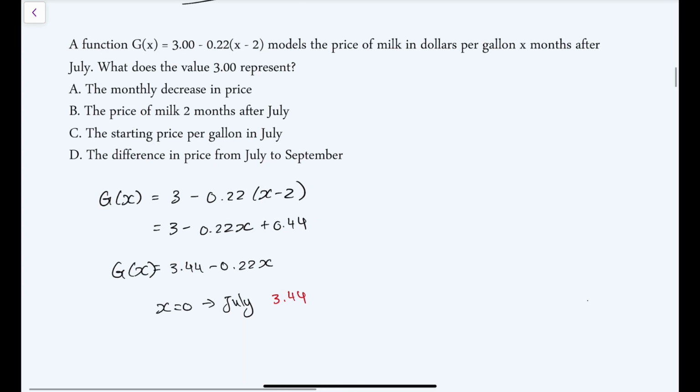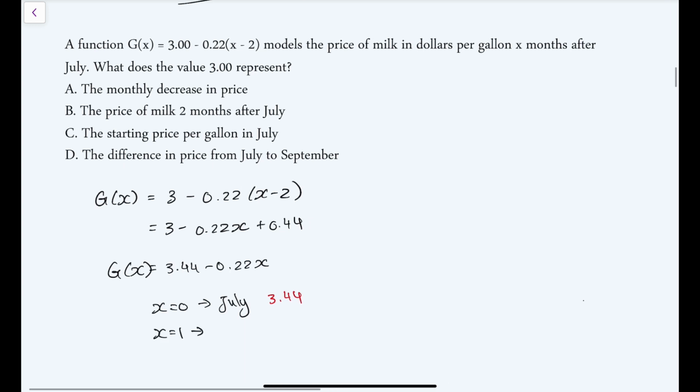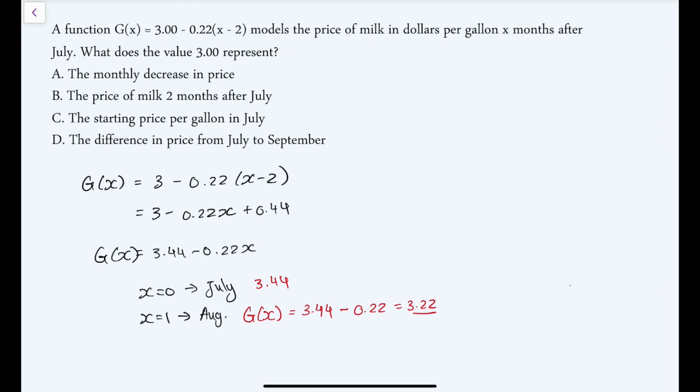Then we say, okay, what if x is equal to 1? What month is it? Well, that's going to be August, because that's 1 month, x months after July. So let's plug in 1 into our equation here. I'm going to show this a little more in depth, just so we make sure we understand. The price of milk per gallon is equal to 3.44 minus 0.22 times 1, which is just 0.22. So then we subtract, we get 3.22. What does this tell us? This is the price of milk per gallon 1 month after July, which means in August, the price of milk was 3.22.